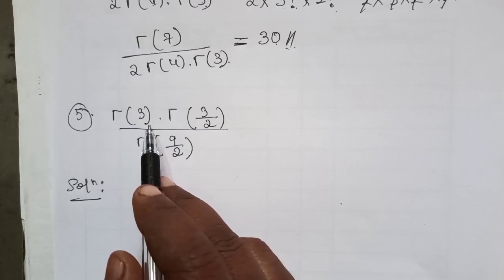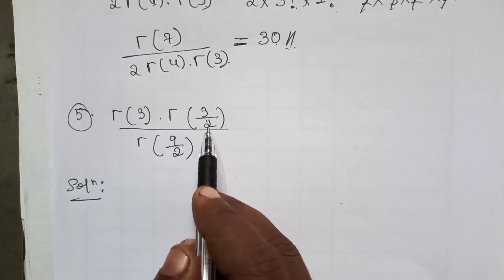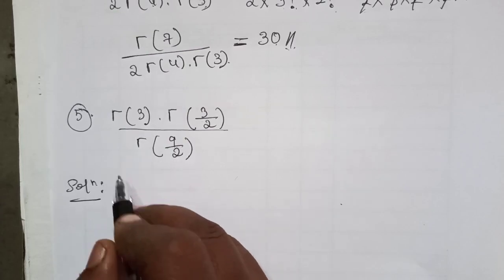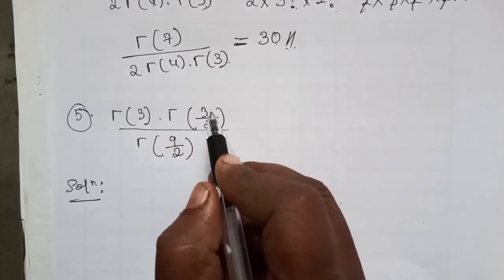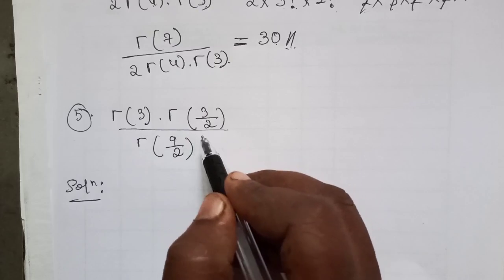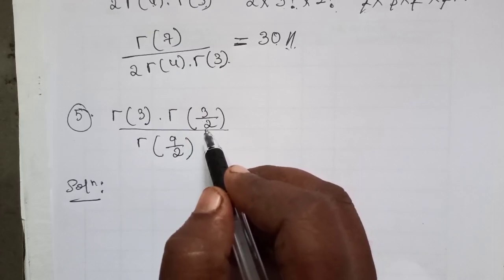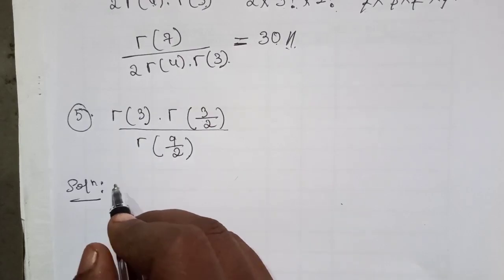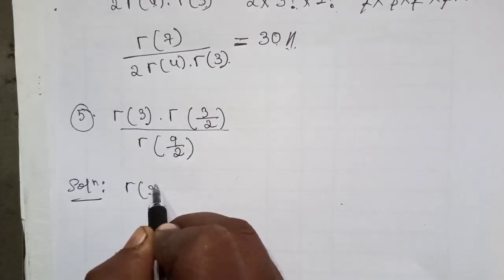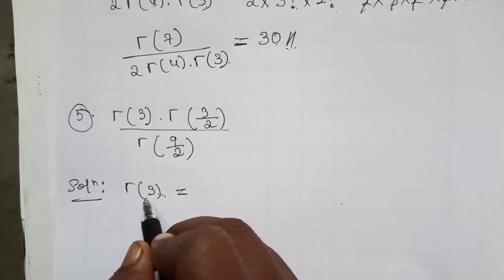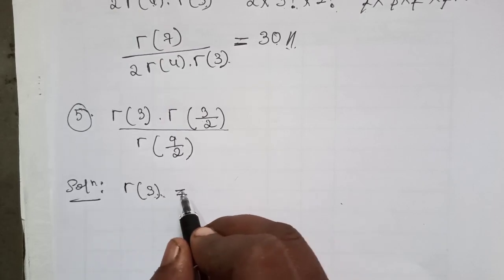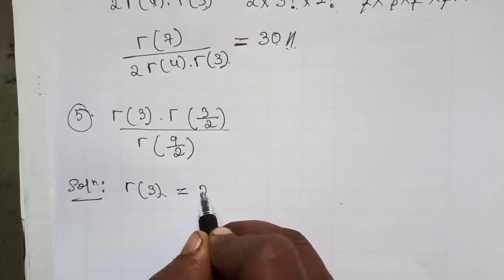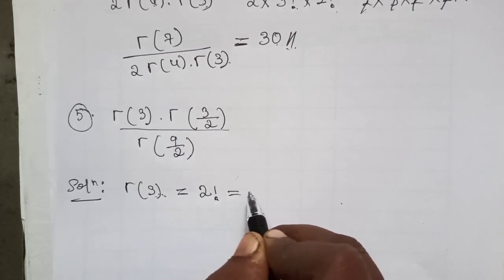So next one is gamma of 3 into gamma of 3 by 2 the whole divided by gamma of 9 by 2. So this can be evaluated. Here we have positive fractions. Therefore this can be written as: gamma of 3, since this is a positive integer, we use the formula gamma of 3 is (3 minus 1) factorial, which is equal to 2 factorial, equal to 2.